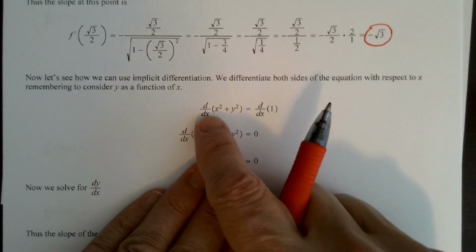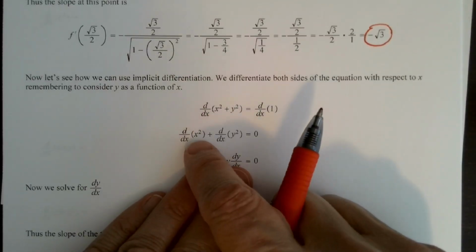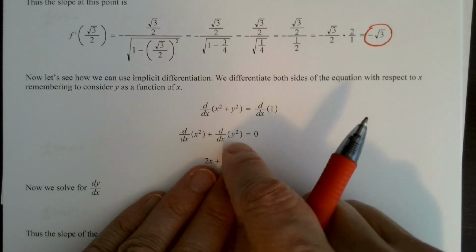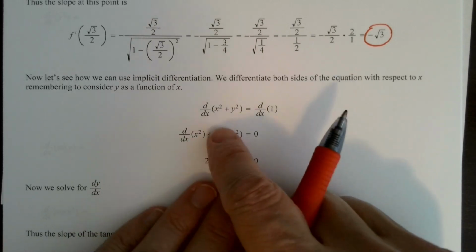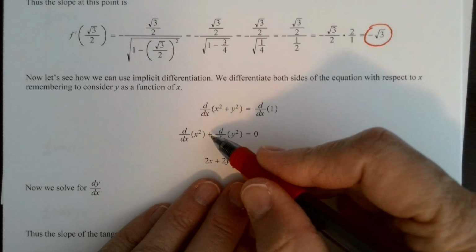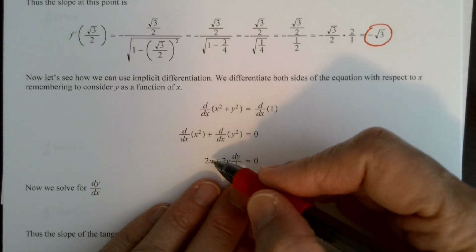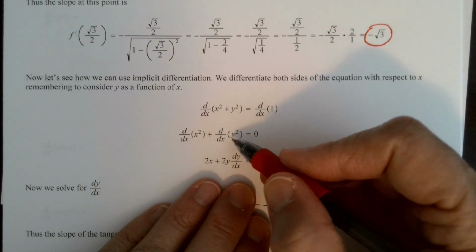Here I have the sum rule, right? x squared plus y squared. Take the derivative with respect to x of x squared plus the derivative with respect to x of y squared. Now the derivative with respect to x of x squared, that's pretty easy. That's just 2x. But what's the derivative with respect to x of y squared?